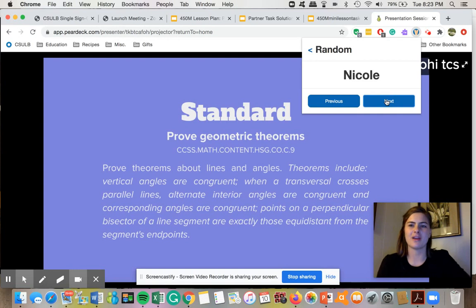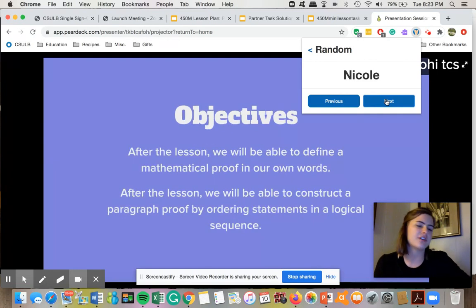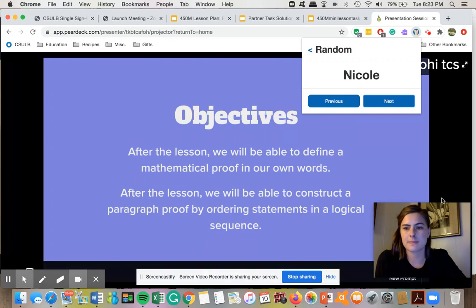Awesome. Don't worry, we won't be covering all of that. Nicole, would you mind reading the objectives for me? After the lesson, we will be able to define a mathematical proof in our own words. After the lesson, we will be able to construct a paragraph proof by ordering statements in a logical sequence.